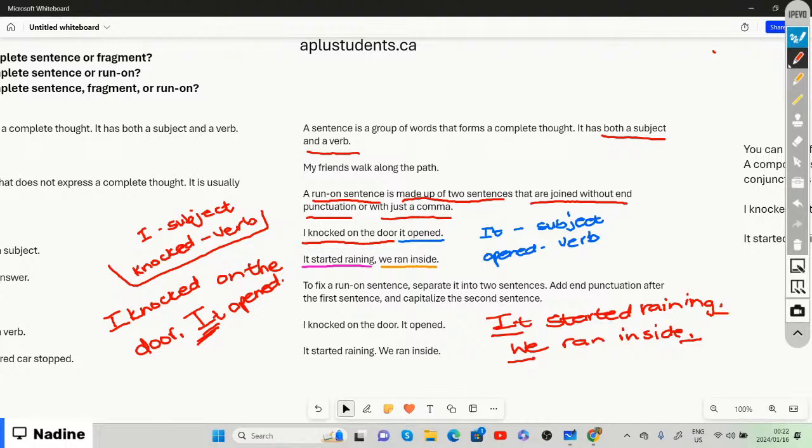So that is basically how you fix a run-on sentence, right? It's by separating the two sentences and then adding the end punctuation after the first sentence. And then we capitalize the start of the second sentence. And then, of course, at the end, you also add your end point.